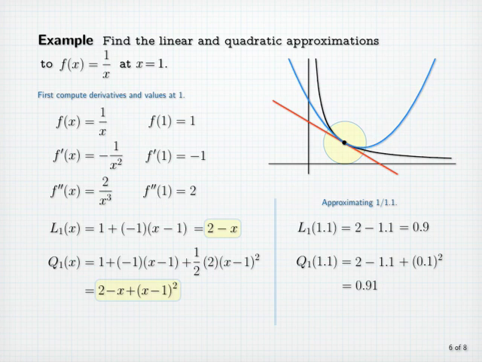Now for comparison, let's look at the exact value of 1 over 1.1. It has a repeating decimal expansion, 0.90909, and so on. So we see that the linear approximation gives us 1 decimal place of accuracy, while the quadratic approximation gives us 2 decimal places of accuracy, in the sense that the exact value of the function rounded to 2 decimal places is precisely the same as the quadratic approximation rounded to 2 decimal places.